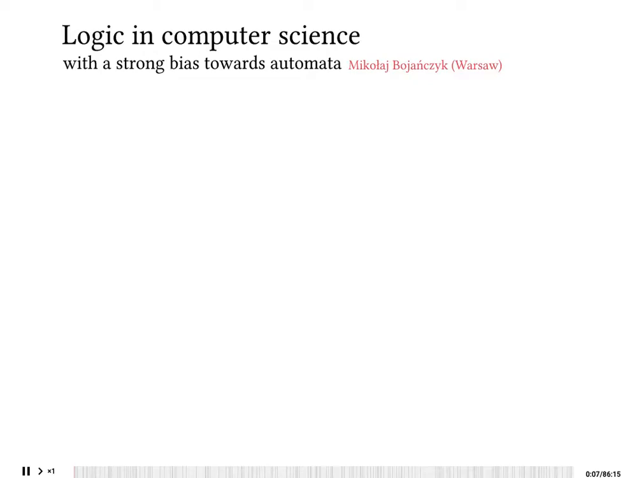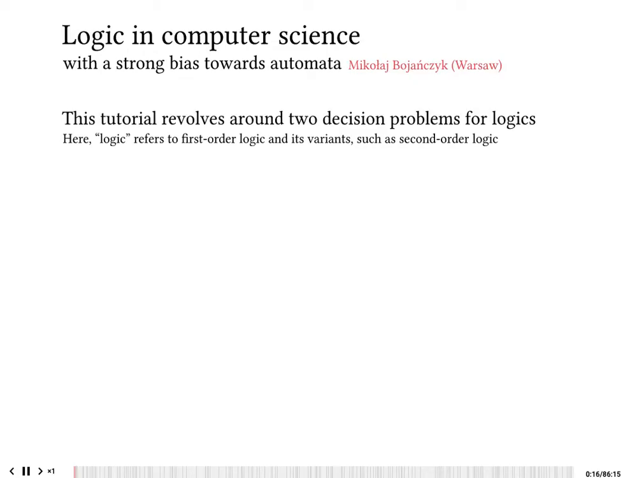I'd like to give you a little bit of an overview of algorithms for logic in computer science, mainly those algorithms which are influenced by automata. The tutorial is going to be organized around two decision problems for logics, satisfiability and model checking. And when I talk about logic in this tutorial, I will mainly mean first-order logic and its variants such as monadic second-order logic, so rather expressive logics with quantifiers.